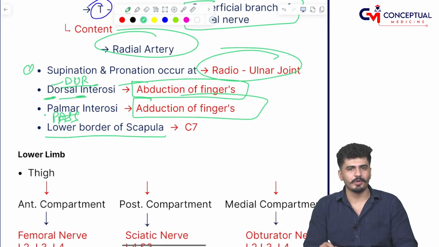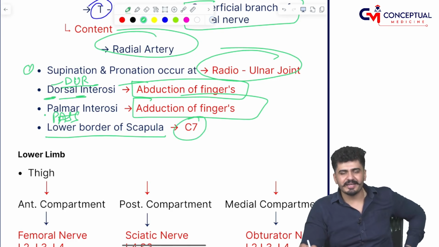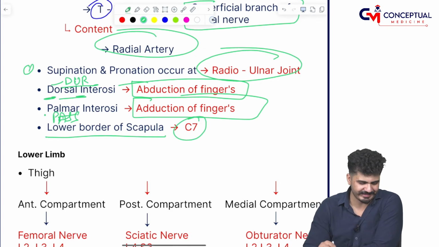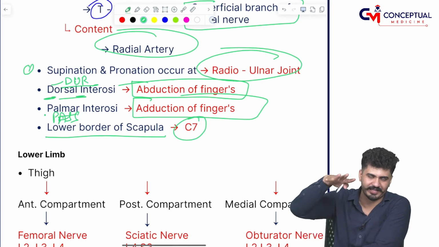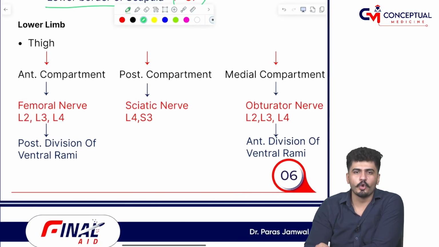Lower border of the scapula, again a debatable question, but most probably the answer is going to be C7. Yes, the card test we do for checking the adduction of the finger. Adduction of the finger. Now, coming to the lower limb.